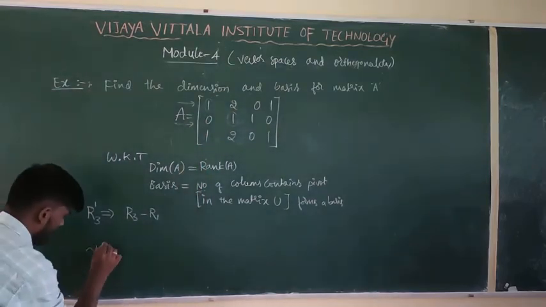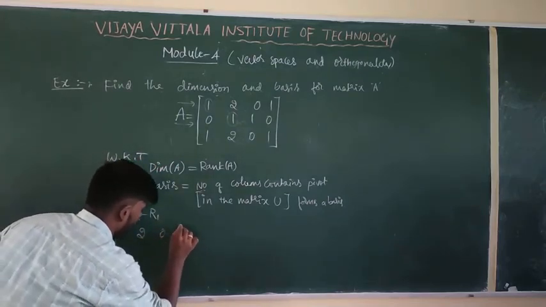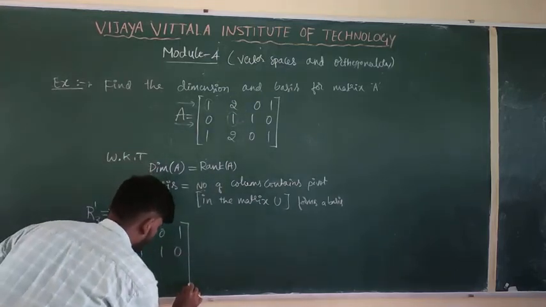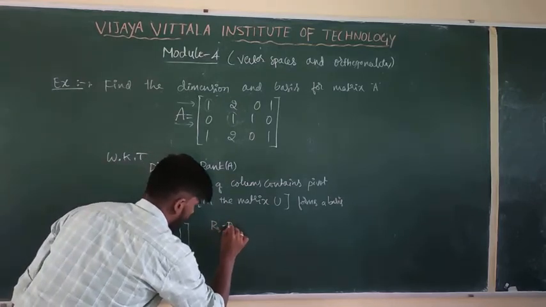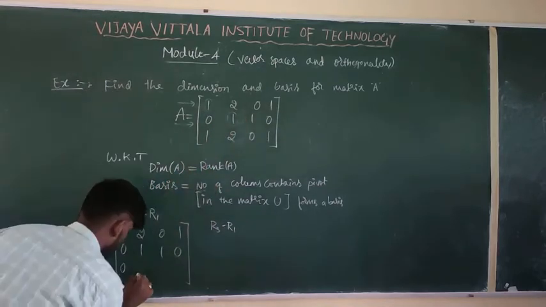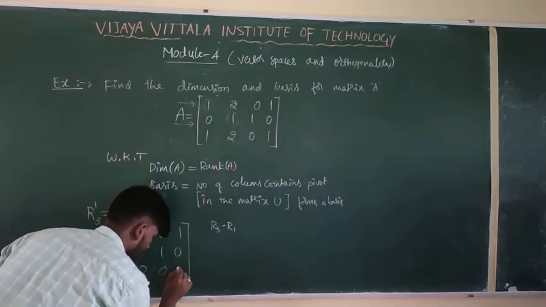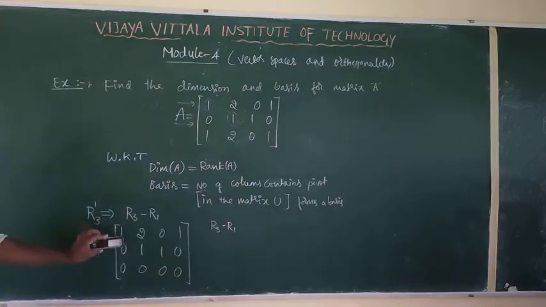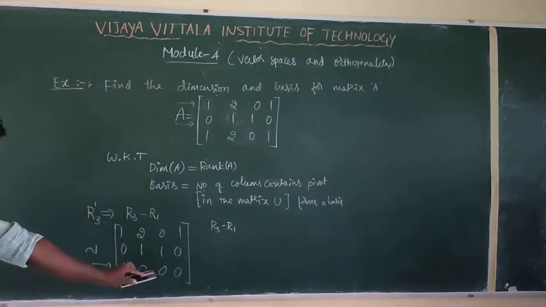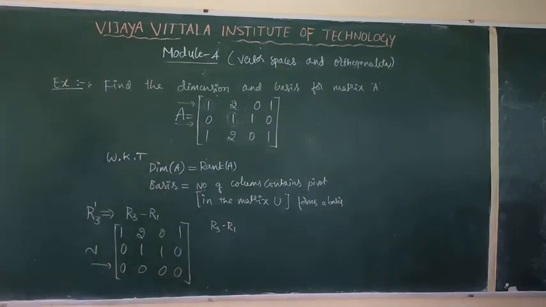The resultant matrix has the first row as it is, 1, 2, 0, 1, and the second row as it is, 0, 1, 1, 0. In the third row, R3 minus R1: 1 minus 1 becomes 0, 2 minus 2 becomes 0, 0 minus 0 is 0, and 1 minus 1 becomes 0. Therefore, this is the upper triangular matrix. In the third row there is no non-zero leading entry; the entire row contains zero elements.